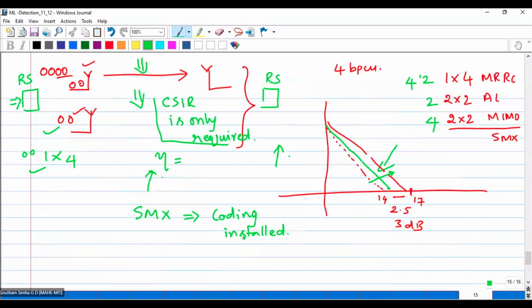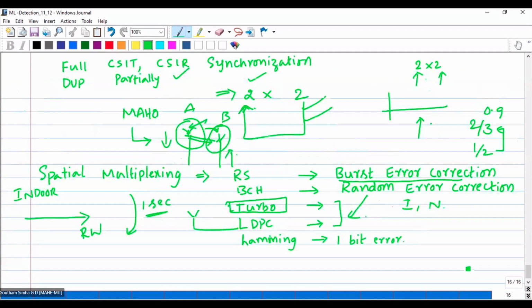And after that, SMX also instantiates coding. These are all Reed-Solomon codes, Bose-Chaudhuri-Hocquenghem codes, and turbo codes. This is the convolution code, and low density parity check codes and Hamming codes. Most well-known codes. Those codes were used in the 4G and LTE era.